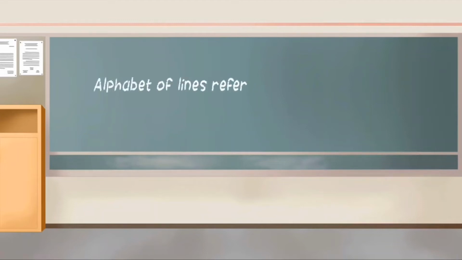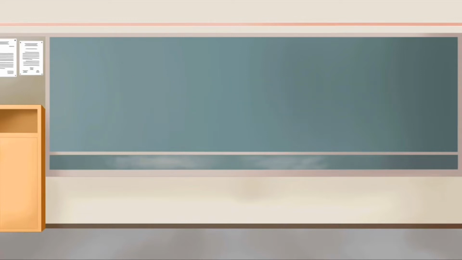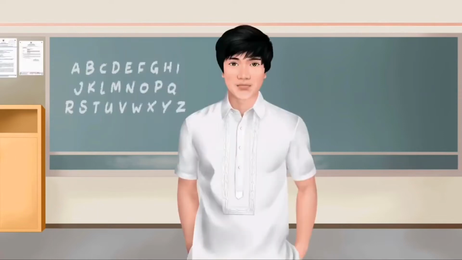Alphabet of lines refers to the different styles used in drafting to indicate different features. How a line looks is a large part of what the line means. ABCs are the building blocks of language. In order to become literate, we must be able to recognize each letter, both in order and out of order, as well as the sounds connected with that letter. Once armed with that knowledge, we are well on the road to reading and literacy.